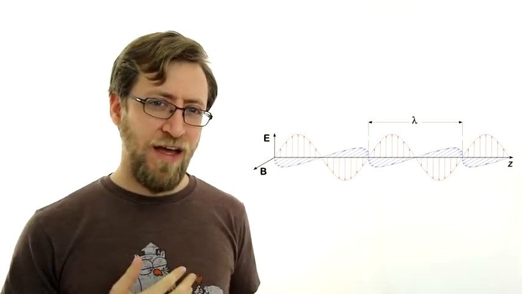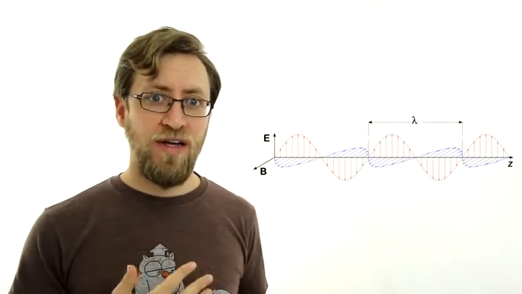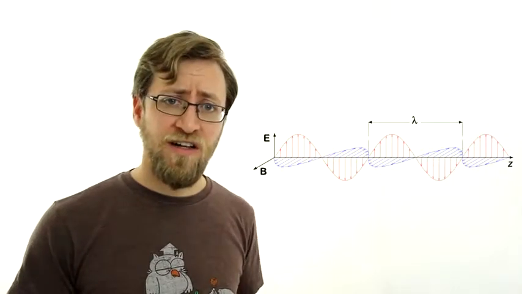A wave has a phase, a wavelength, and a polarity. The phase is just the position of the crests and troughs along the wave.